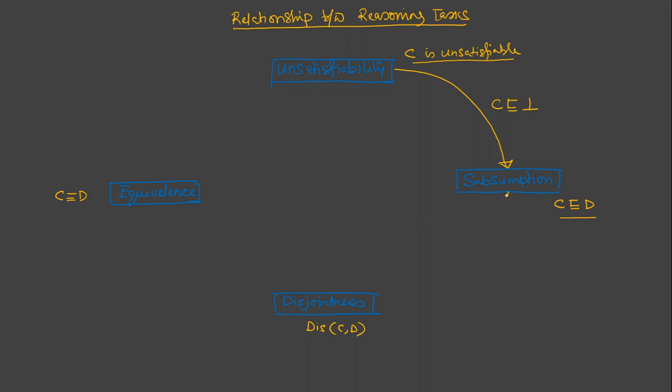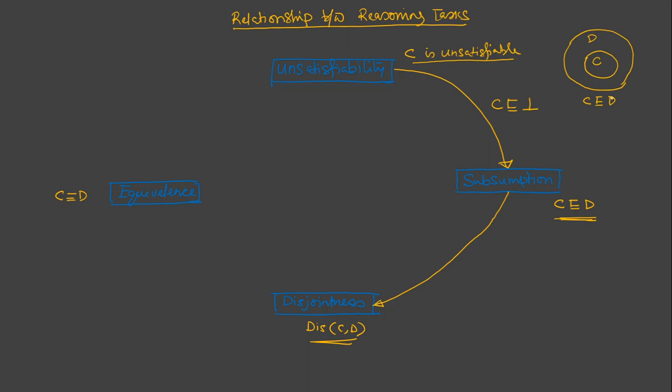Now let us turn our focus from translating unsatisfiability to subsumption, to translating subsumption to disjointness. Can we rewrite this kind of problem statement into this kind of problem statement? Let us try to draw this. C is a subclass of D. So this is the representation of the D class, and this is the representation of the C class. And this means that C is a subclass of D.